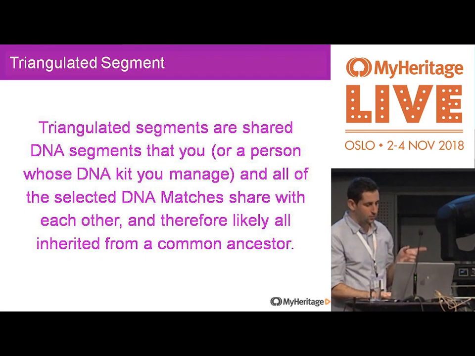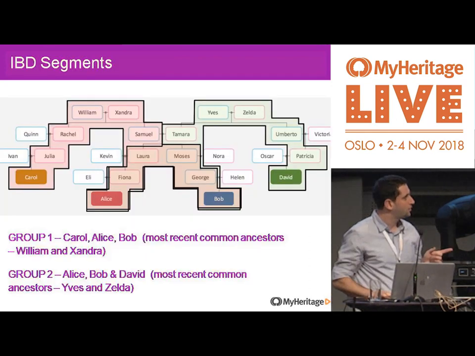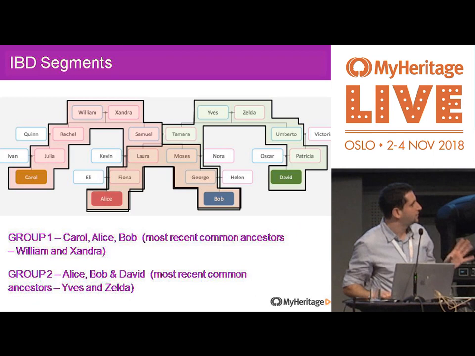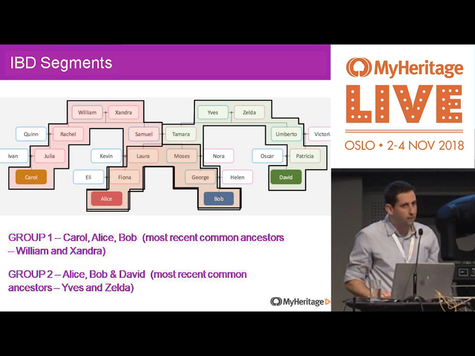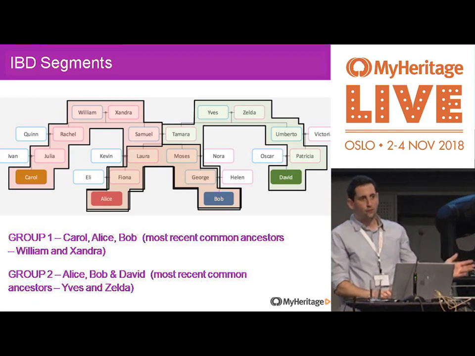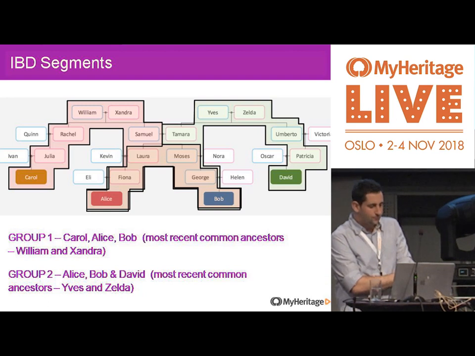And I'll show you an example with this little tree here that I hope that you can see. The names are less relevant. The idea is the one that's more important, of how it works. So we have 4 people who have tested their DNA, okay?